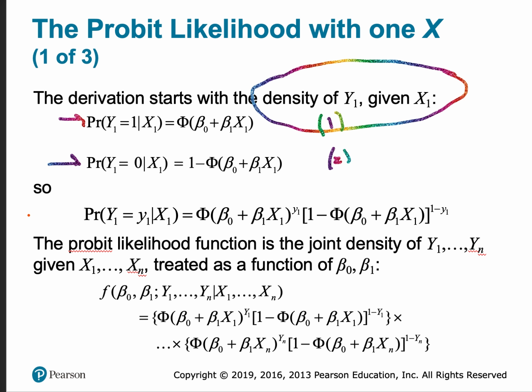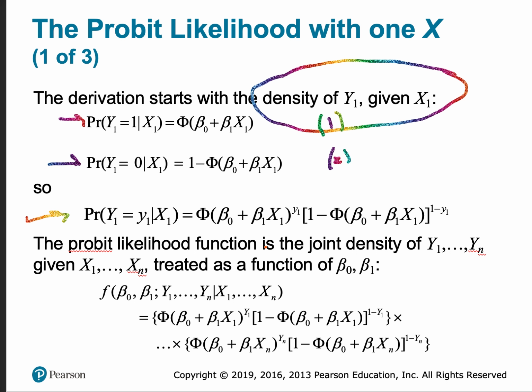So the density, the general form of the density that y1 equals little y given x, is the product of these things to the power of little y. And when little y is equal to 1, then the second term will drop out. When little y is equal to 0, the first term will drop out. Just like we saw in the last video.